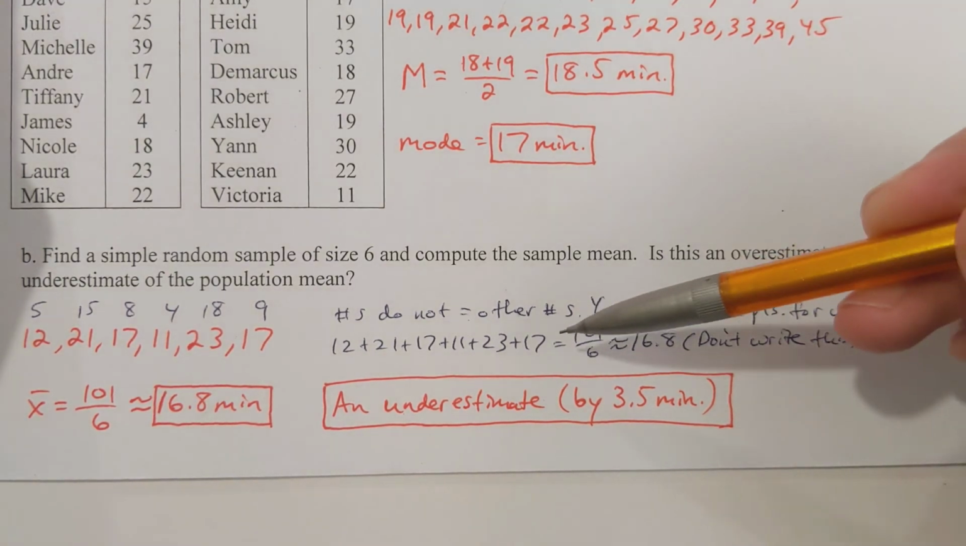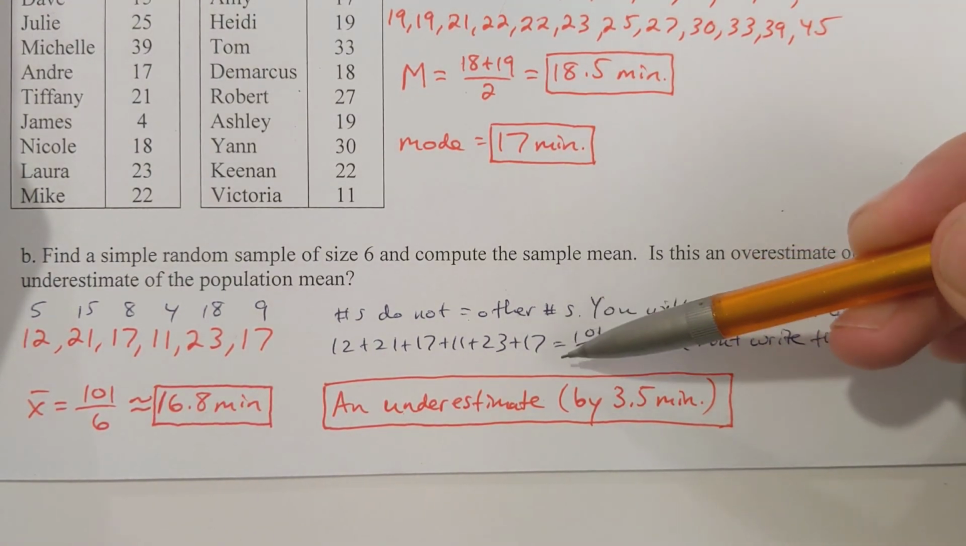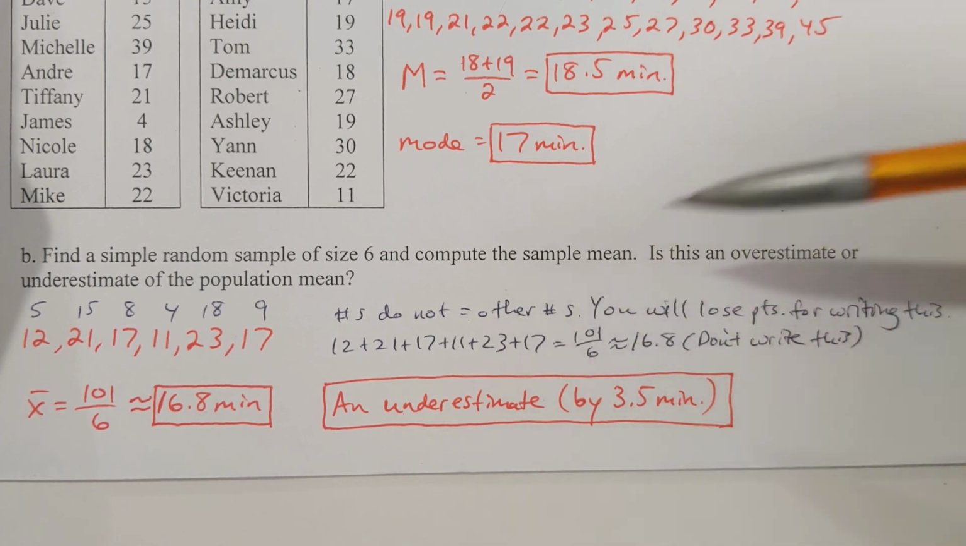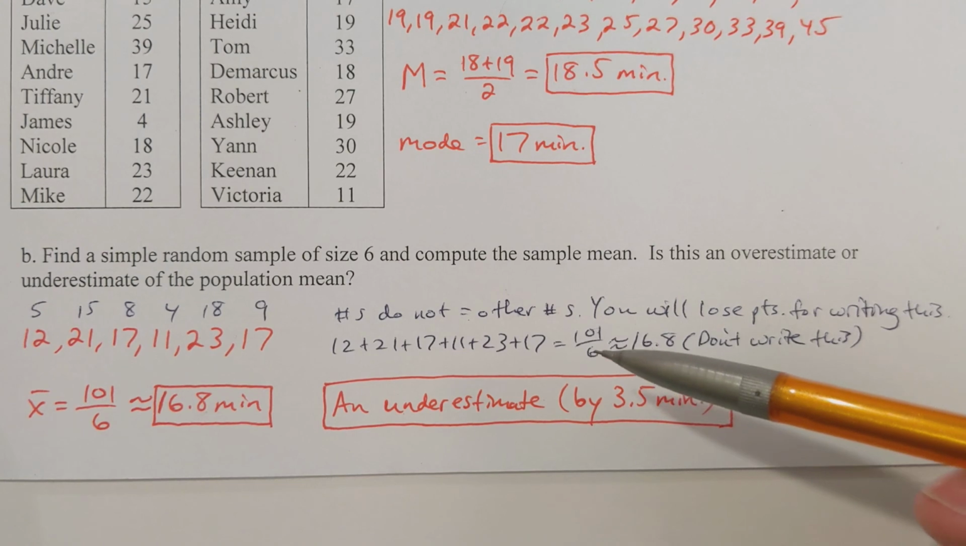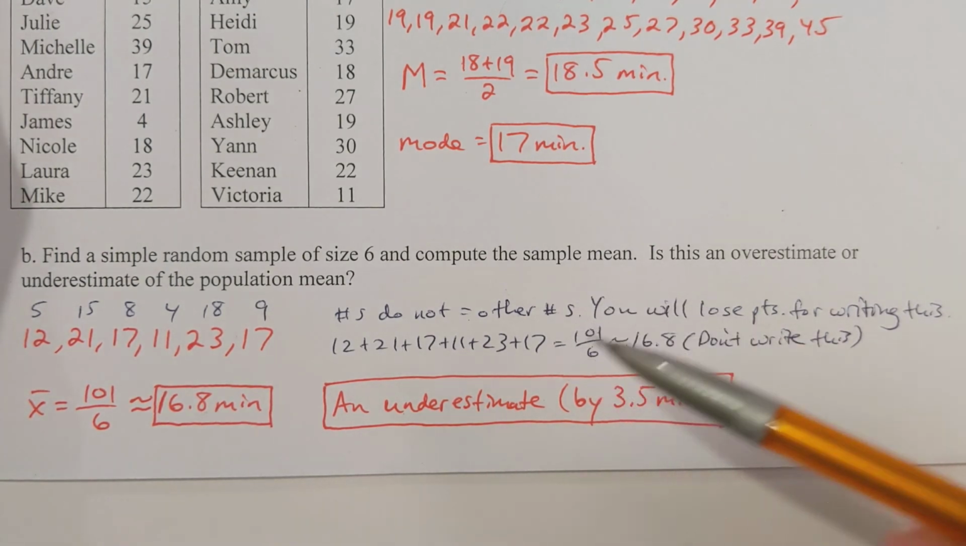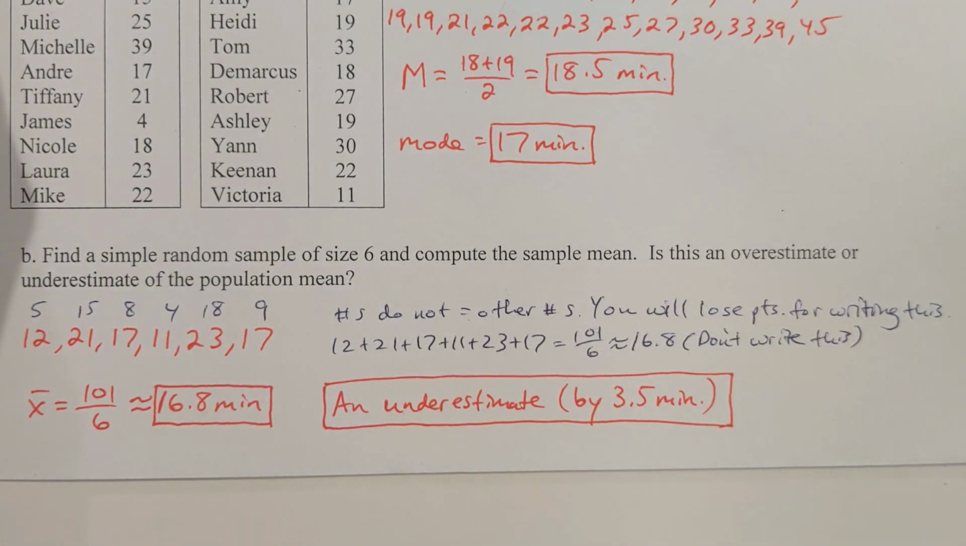So the mistake here would be this sign. Don't use that unless these are equal. These two sides are not equal. So for us to use the equal sign there would be bad. Just make sure that you're good about that.